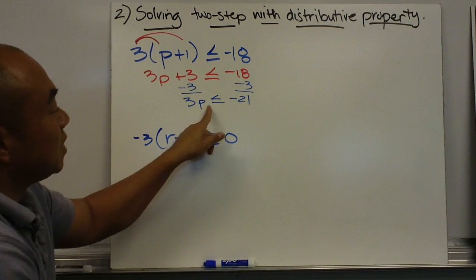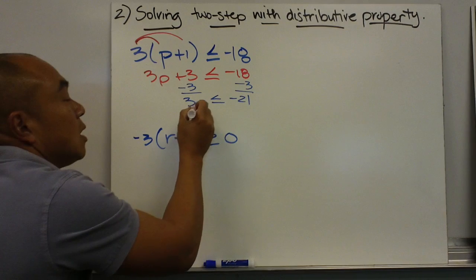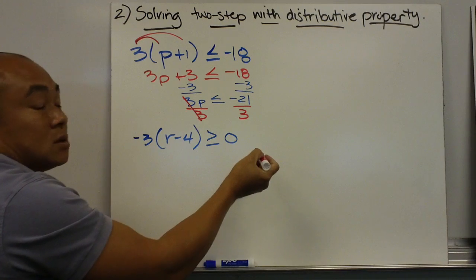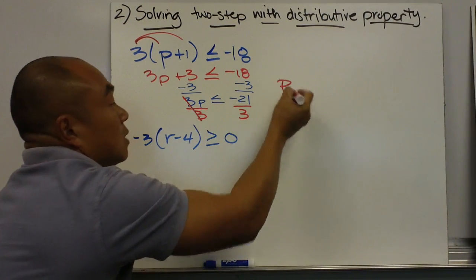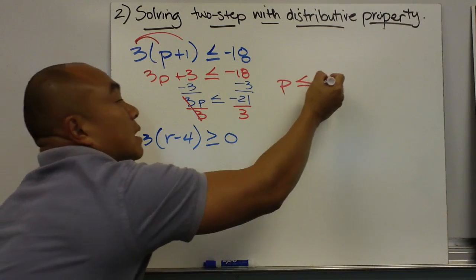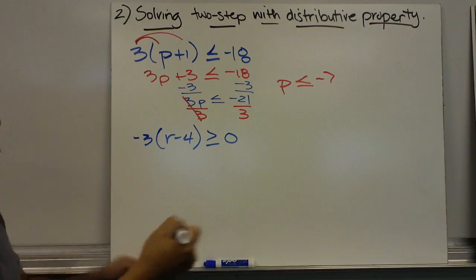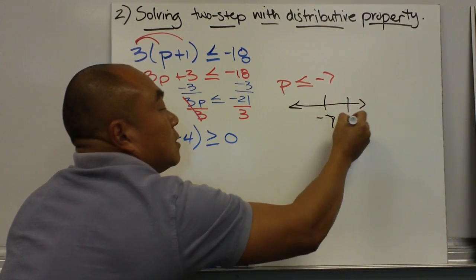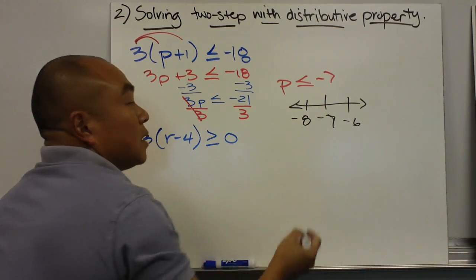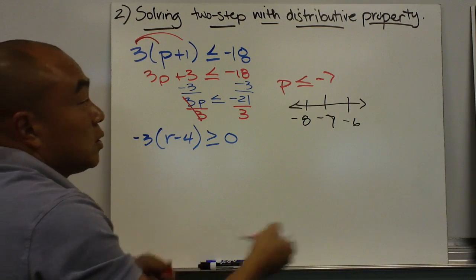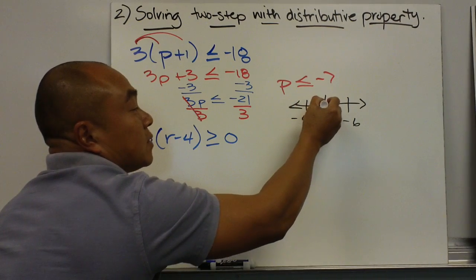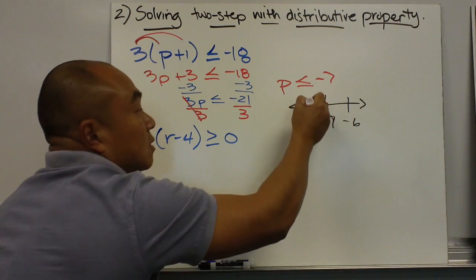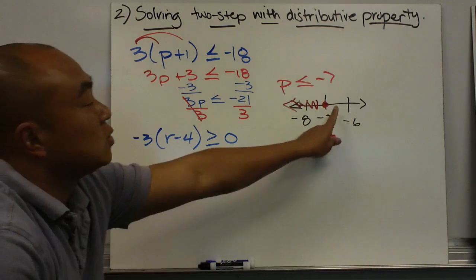Because it's 3 multiplied by p, you're going to need to use the inverse operation of 3. Inverse operation of 3. That becomes 1. 1 times p is going to give us p is less than or equal to negative 7. And then you would just graph this one out just like how you would normally graph out. Negative 7, negative 6, negative 8. Locate negative 7. Because it has an equal sign, you're going to have a solid dot. You're looking for all the values of p that's going to make this less than negative 7. So you're looking at all the numbers that are to the left of negative 7.